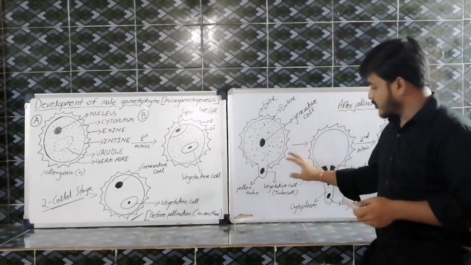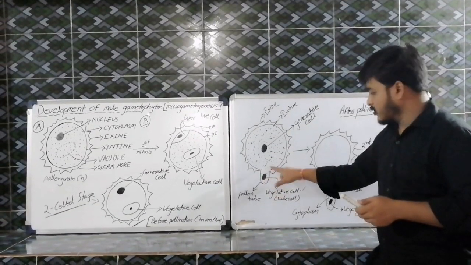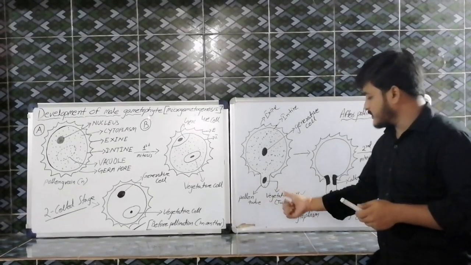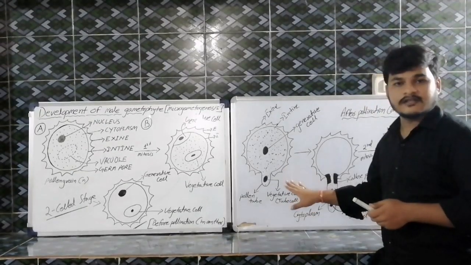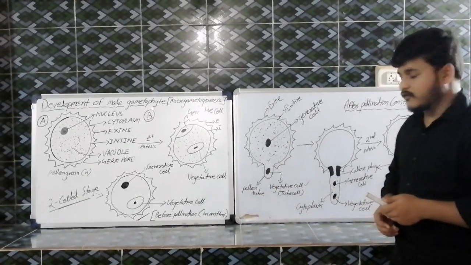That means the exine layer is already ruptured, and it gives rise to an upgrowth, which is otherwise known as your pollen tube. The formation of your pollen tube mainly takes place due to the vegetative cell, which is otherwise known as your tube cell also. That means it helps in the formation of the tube.